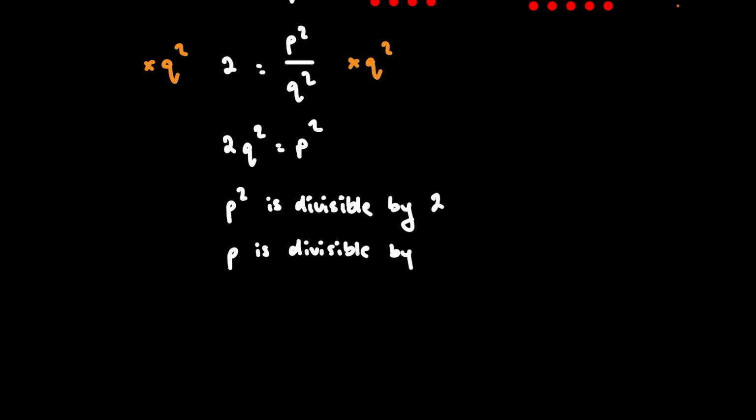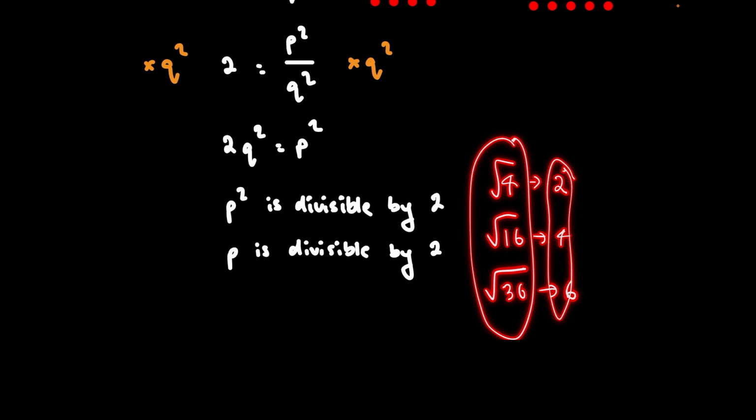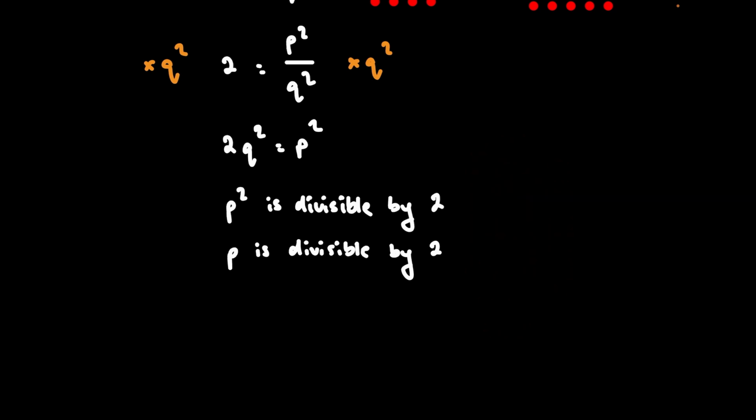You can check this out for yourself. If I were to square root the number 4, that's simply equal to 2. If I were to square root the number 16, that's equal to 4. If I were to square root the number 36, that's equal to 6, and so on and so forth. If p squared is divisible by 2, then p is divisible by 2. So I can write p as 2k, where k is just some random integer, because p is even, it can be written as 2 times another integer. And I can also say k is a positive integer.